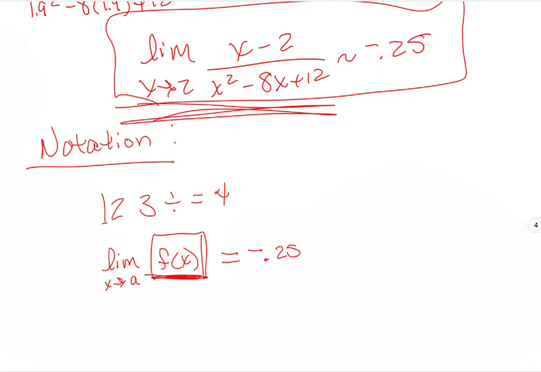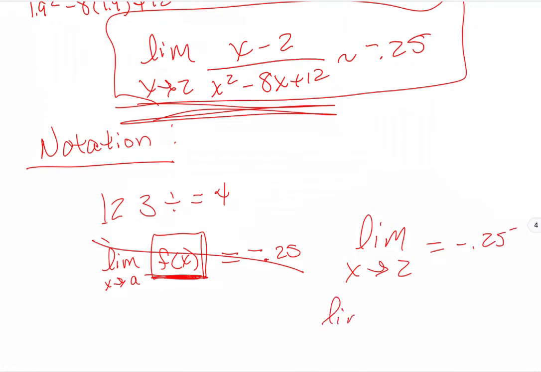So how do I know? If you just tell me that the limit as x approaches 2 equals negative 0.25, are you telling me that the limit as x approaches 2 of x minus 2 equals negative 0.25? Well, that makes no sense, because as x approaches 2 of this, that's 0. You have to have the whole function right here in order for this to make sense.